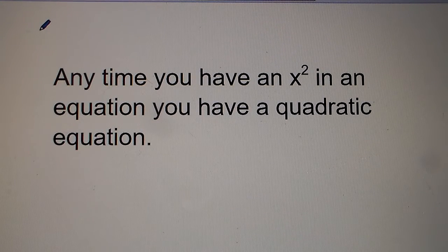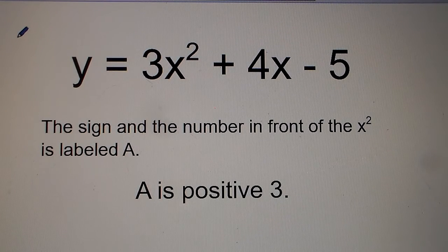Some things you guys need to know is that anytime you have an x squared in an equation, you have a quadratic equation. Say something like this, you have y equals 3x squared plus 4x minus 5. The sign and the number in front of the x squared is labeled an a. So there's three different terms here: the 3x squared plus 4x minus 5.